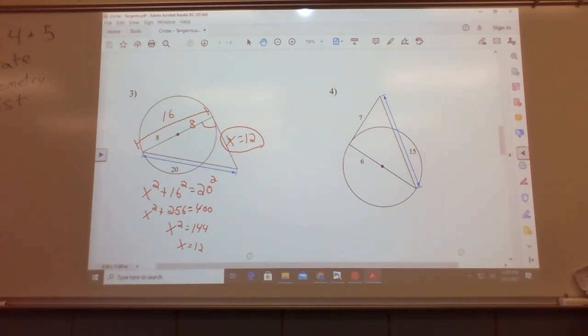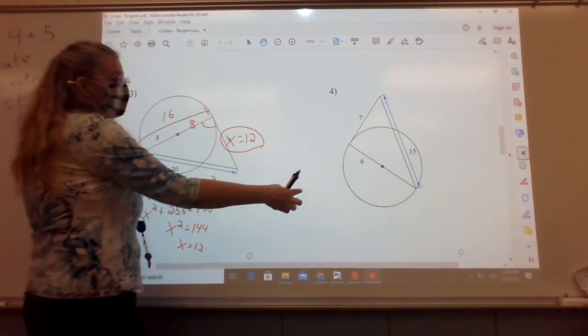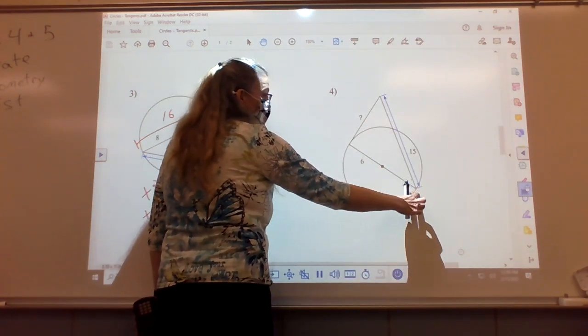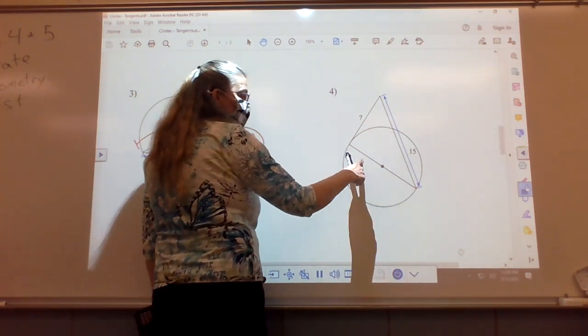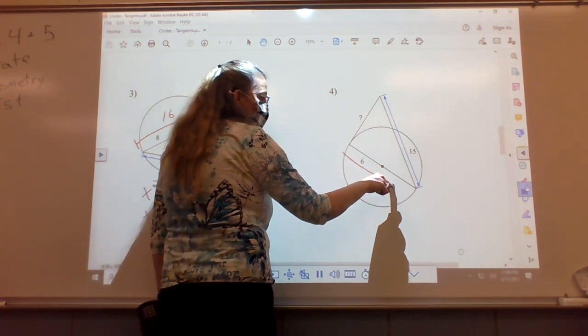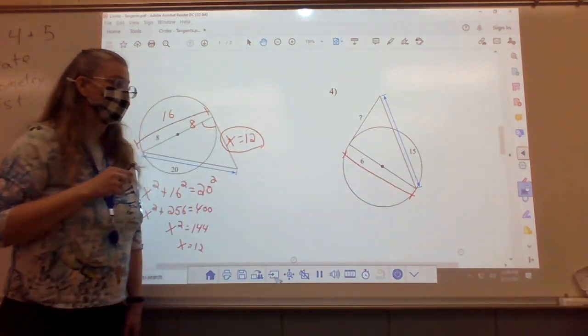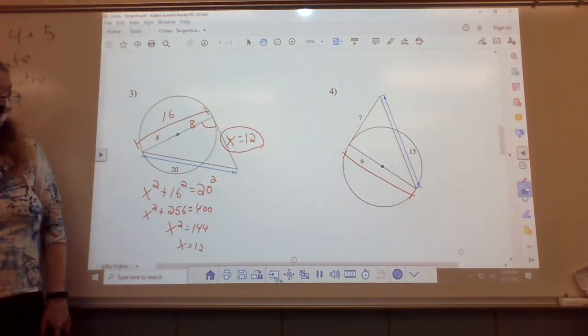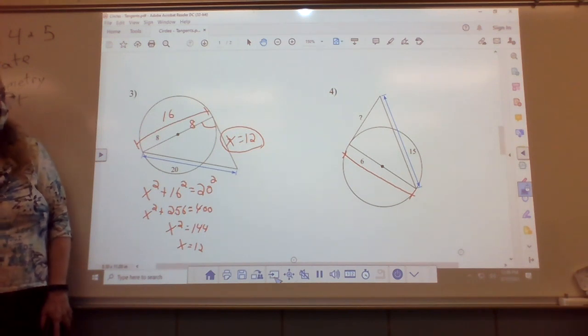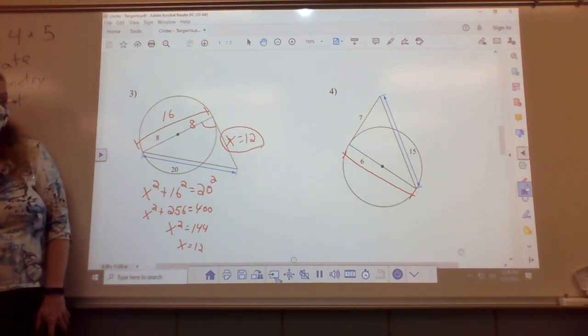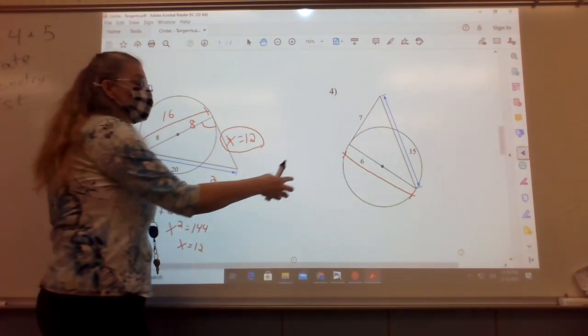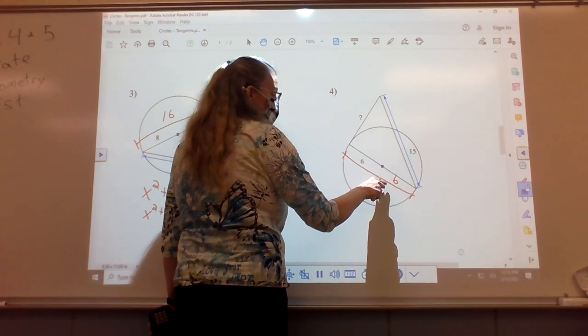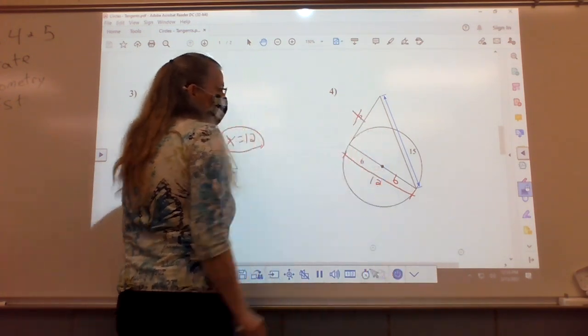Now, number 4 is almost exactly the same type of question as this one, because I'm still giving you this full side. This segment, I only gave you the 6, so that means the entire side is going to be what? What's the entire side there going to be that I just marked in red? 12. Because if this is 6, this is 6, so the whole thing is 12. And I'm looking for this one.